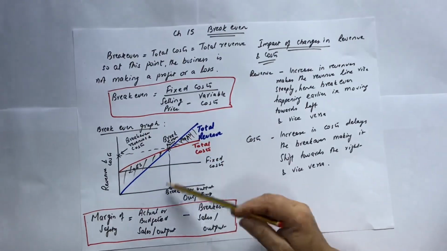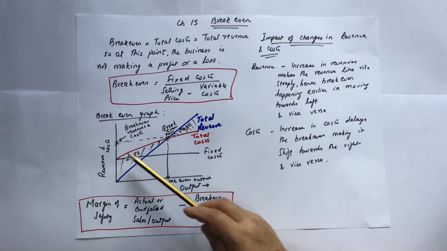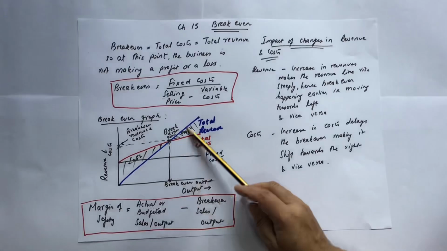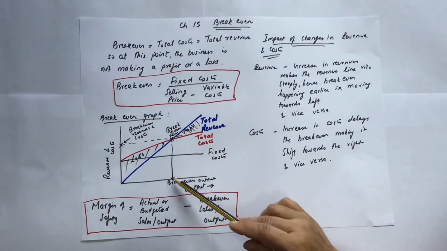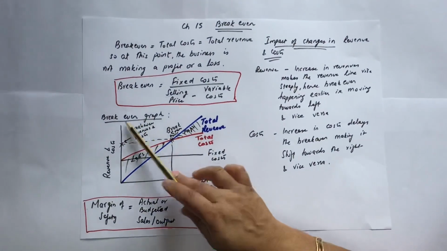So that's the graph. Memorize this because sometimes you get questions on this. So this is the fixed cost. The line which starts after fixed cost is total cost. The line which starts from 0 is total revenue. Where it coincides, meets, that's the break even point, that's break even output, that's break even revenue and cost. So you should be able to read the graph.